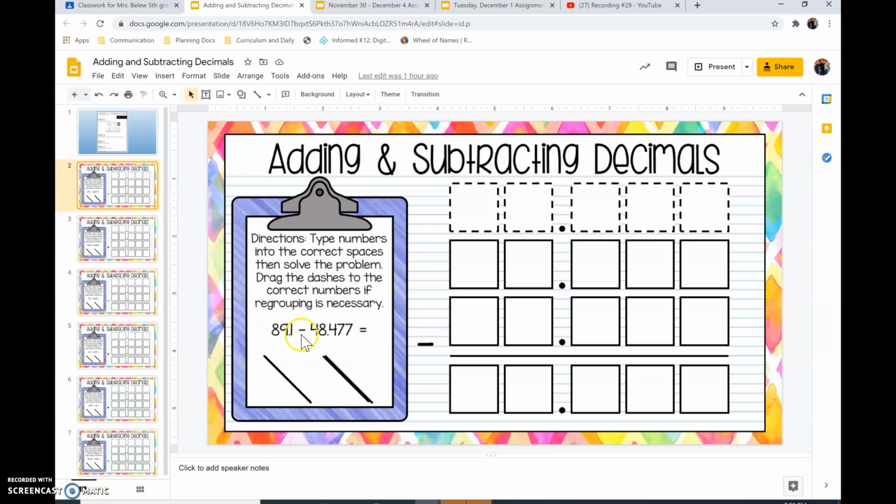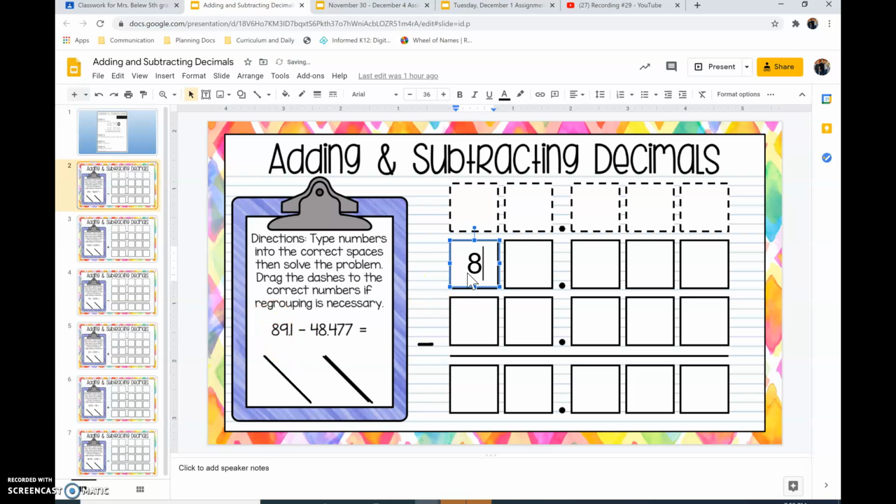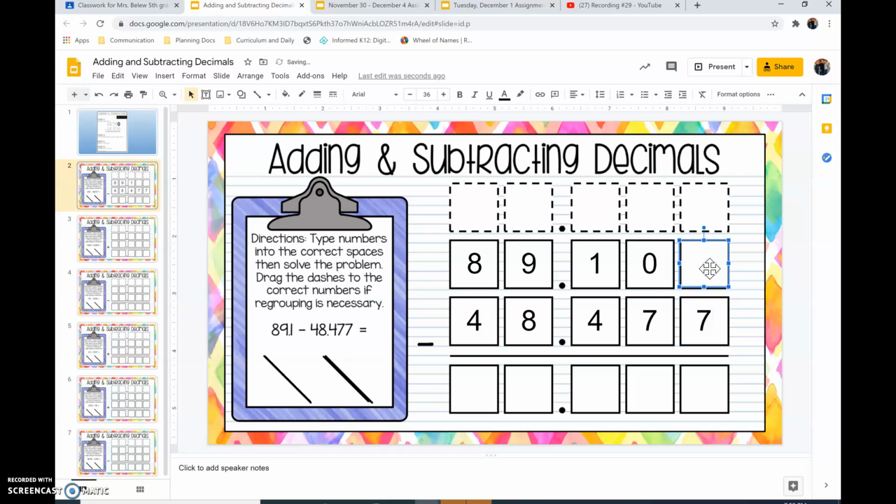So I have 89 and 1/10, so I have to type that in. 8 tens, 9 ones, 1 tenth, minus 48 and 477 thousandths. So I'm going to type that in. 4 tens, 8 ones, 4 tenths, 7 hundredths, 7 thousandths. Okay, notice that I don't have digits here. If I don't have digits, I simply add a 0. Each column has to have 2 digits in it, okay?